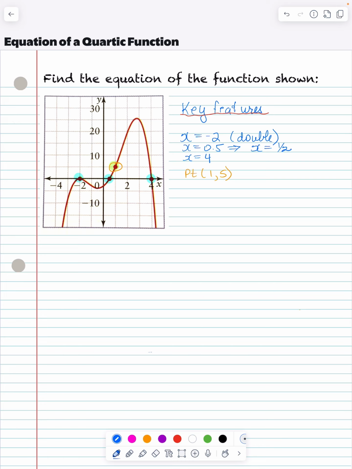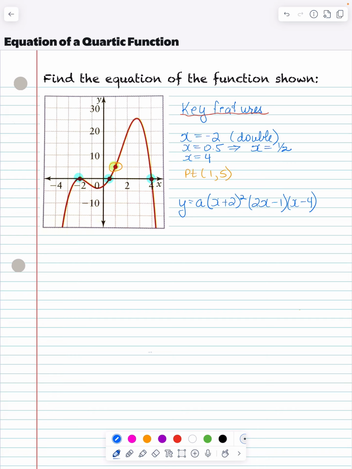We're going to begin with y equals a(x + 2) from the first root, and we're going to put a squared because it's a bump there. It's an order 2 or double root. The x equals 1/2 is going to give us (2x - 1). And the x equals 4 is going to give us (x - 4).